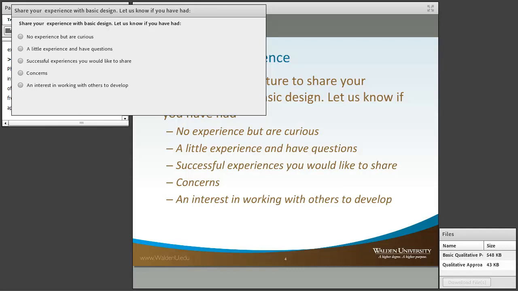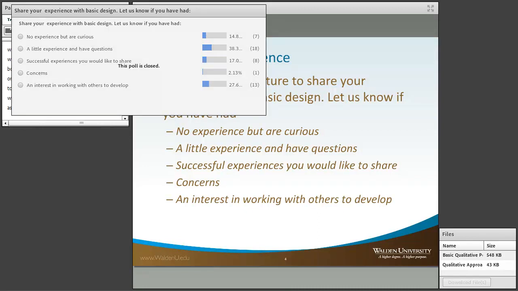We see lots, 35% of us have a little experience and some questions. That's good, and the same number want to work with others to develop it. A smaller number have no experience but are curious, so welcome. And oh, good, 15% of us want to share a successful experience you've had, which you can do in the chat box, and if we have enough time, we can do it orally if you raise your hand. And one person has some concerns. Well, we hope we address those later on. And if there are additional concerns, we'd love to hear them as we continue to iron out issues that may come.